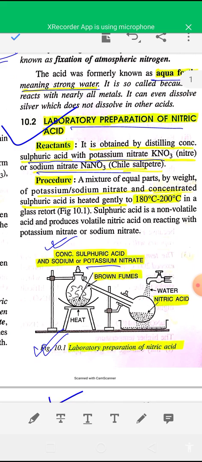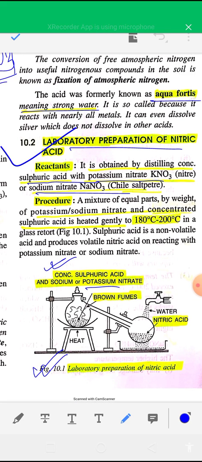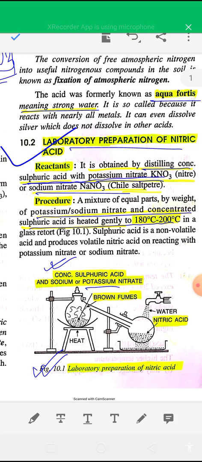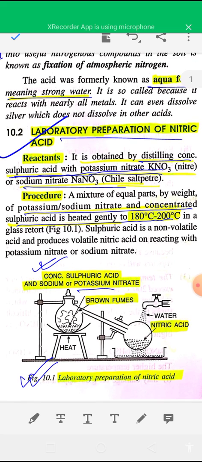Preparation of nitric acid in the laboratory. Nitric acid is obtained by distilling concentrated sulfuric acid with potassium nitrate or sodium nitrate. When sodium nitrate or potassium nitrate is heated with sulfuric acid, nitric acid is obtained. A mixture of equal parts by mass of potassium or sodium nitrate and concentrated sulfuric acid is heated gently to 180 to 200 degrees Celsius in a glass retort.